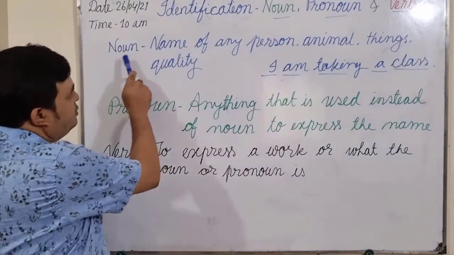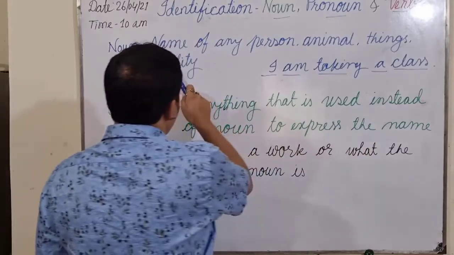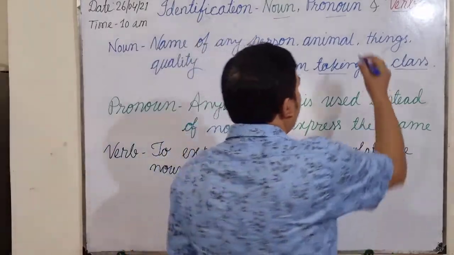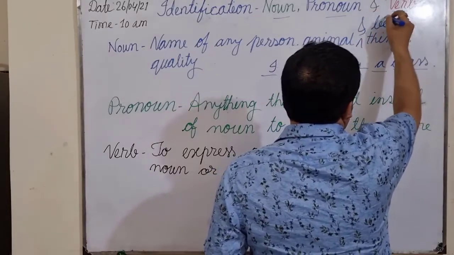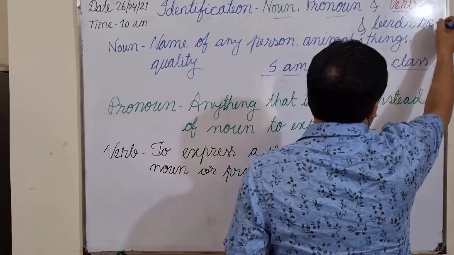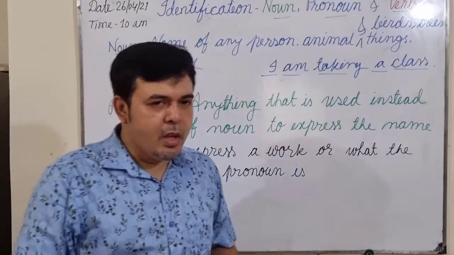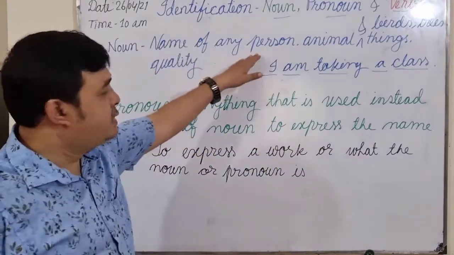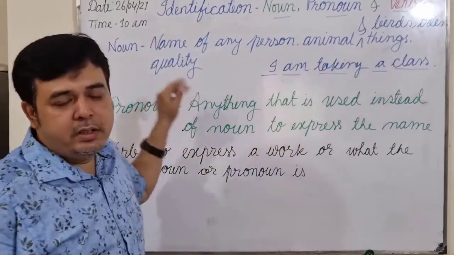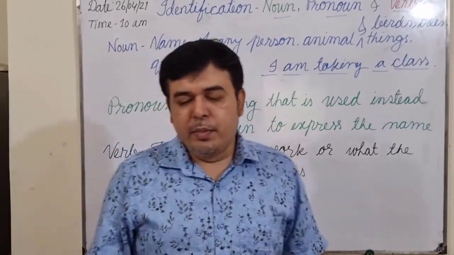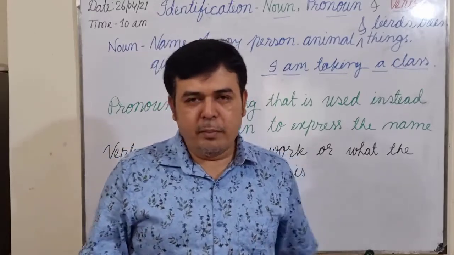First, what is a noun? A noun is the name of any person, animal, thing, or quality. You can also add birds and trees. So just think about person, animals, birds, trees, things, quality. Another very important thing is quality. For example, person: I am Firdaus Ahmed, and you also have your name.